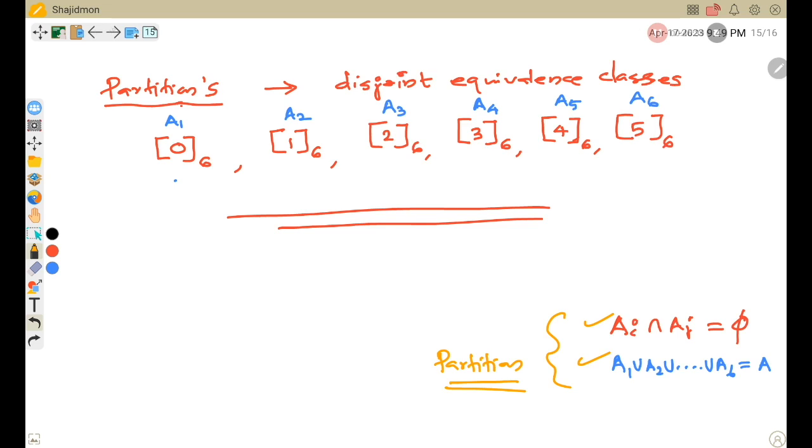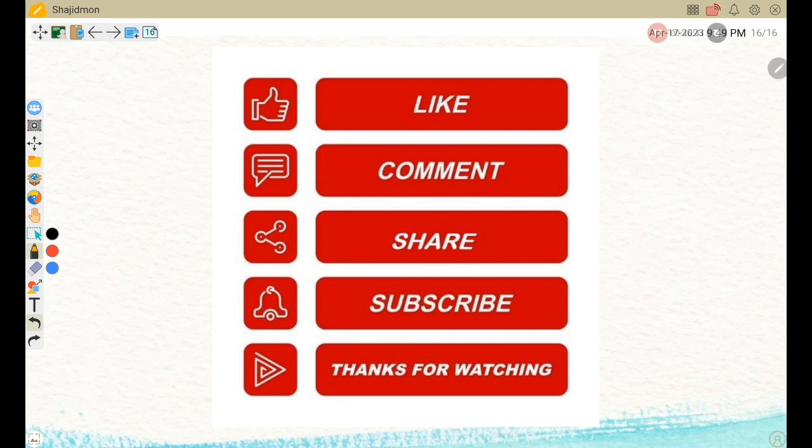So this is the idea from sections 3.2 to 3.5. Hope you understood all the questions.